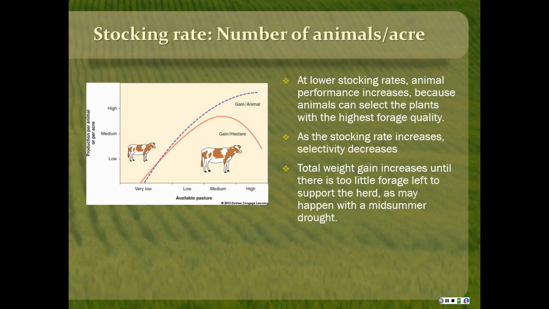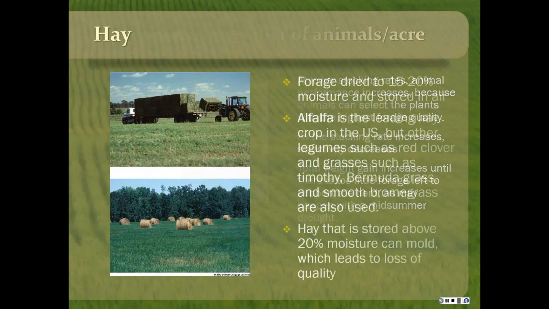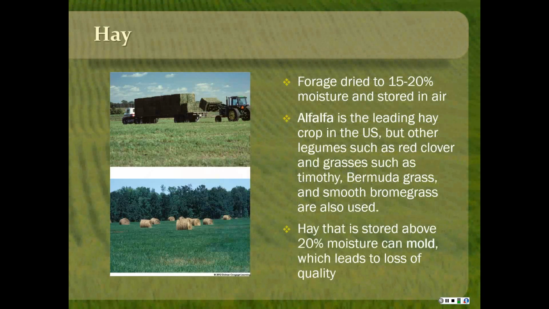And so total weight gain of the animal increases until there's too little forage left to support the herd. And that can happen with a midsummer drought. So at that point, they'd have to be moved to another pasture or find another source of feed. So you'd want to have as many animals as you can without overgrazing the pasture, or without the amount of weight gain actually dropping because they're not getting enough of what they need. And then hay is forage, dried to 15% moisture and stored in the air.